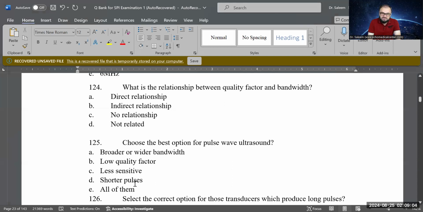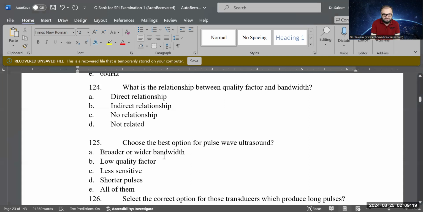Yes, all of the above is the correct answer, because in a pulse wave ultrasound, our bandwidth is wider, because in pulse wave ultrasound, the pulses are shorter, the quality factor is smaller. So we have a small number of quality factor. They have a low quality.